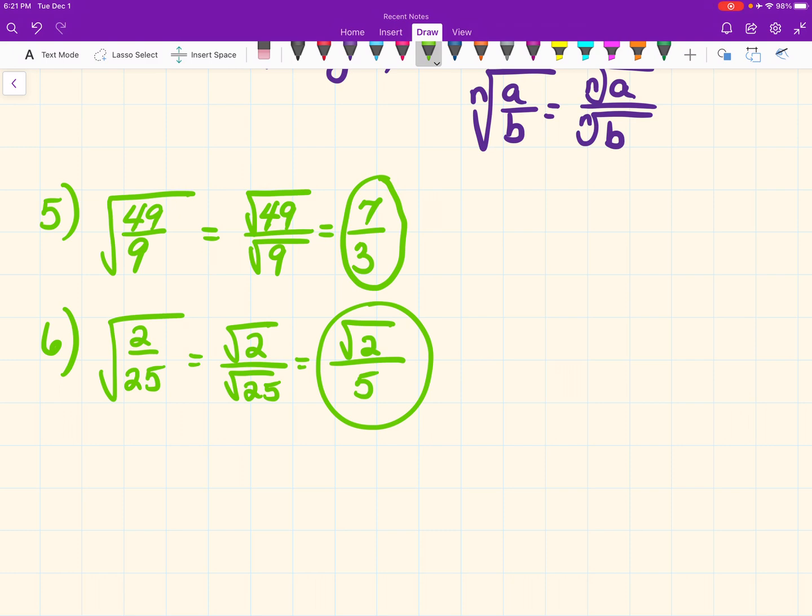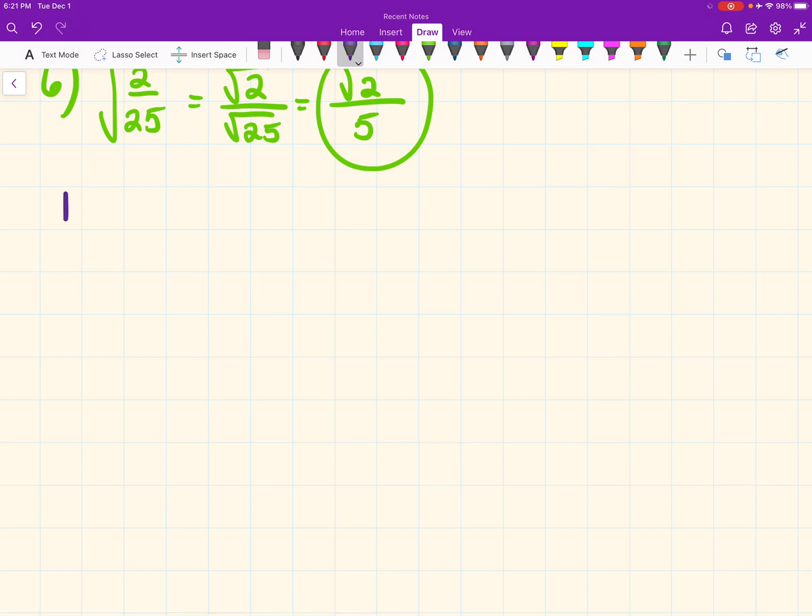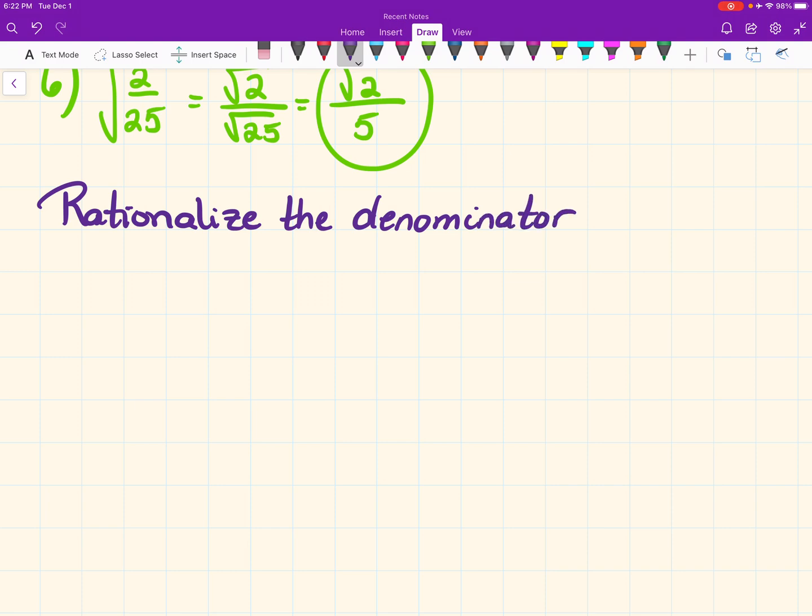Okay, now, one more thing before I pause and start a second video. This is called rationalizing the denominator. You may have noticed on 5 and 6, none of the answers ended with a radical in the denominator, and we already talked about that as one of the things that you can't leave. It's not done if you have a radical in the denominator. So what happens if it doesn't simplify like the square root of 25? So let me show you an example of that.